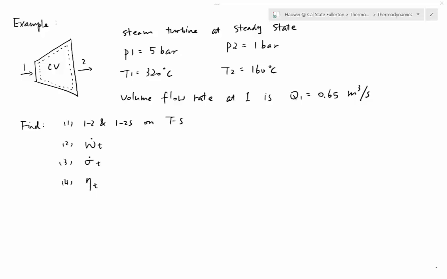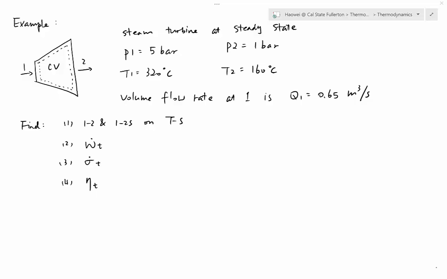transfer. And just like before, we always use a diverging duct for a turbine because what happens in a turbine is an expansion process. So that's why you can see the pressure goes down from 5 bar to 1 bar, because this is an expansion process.